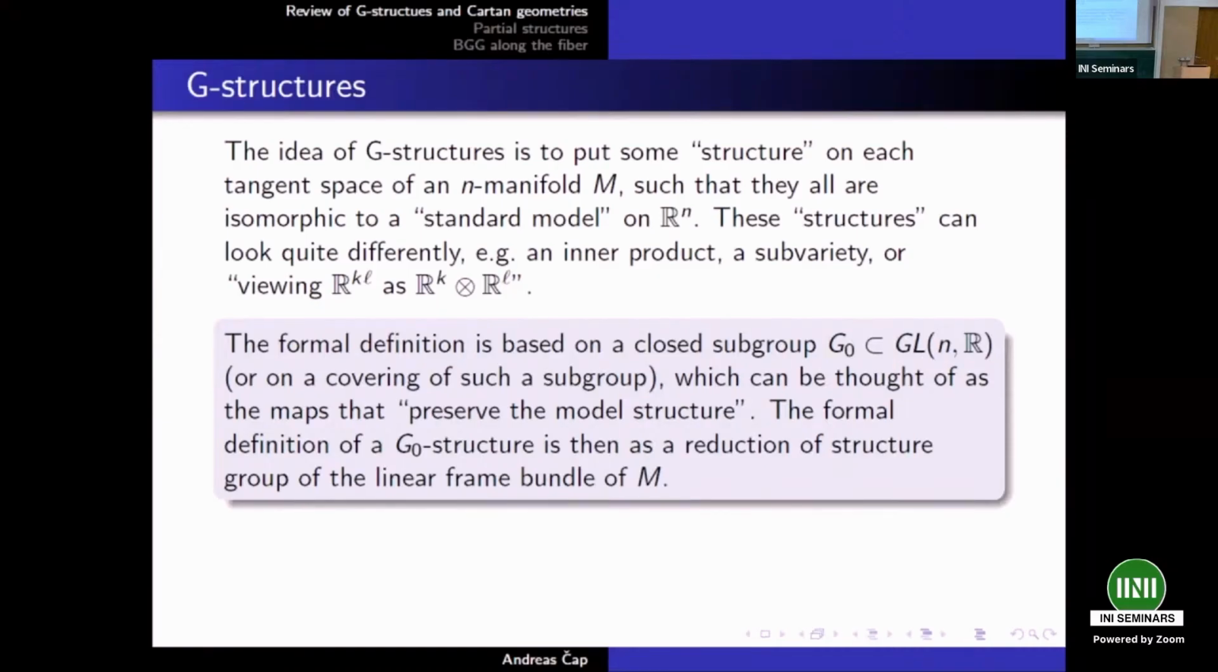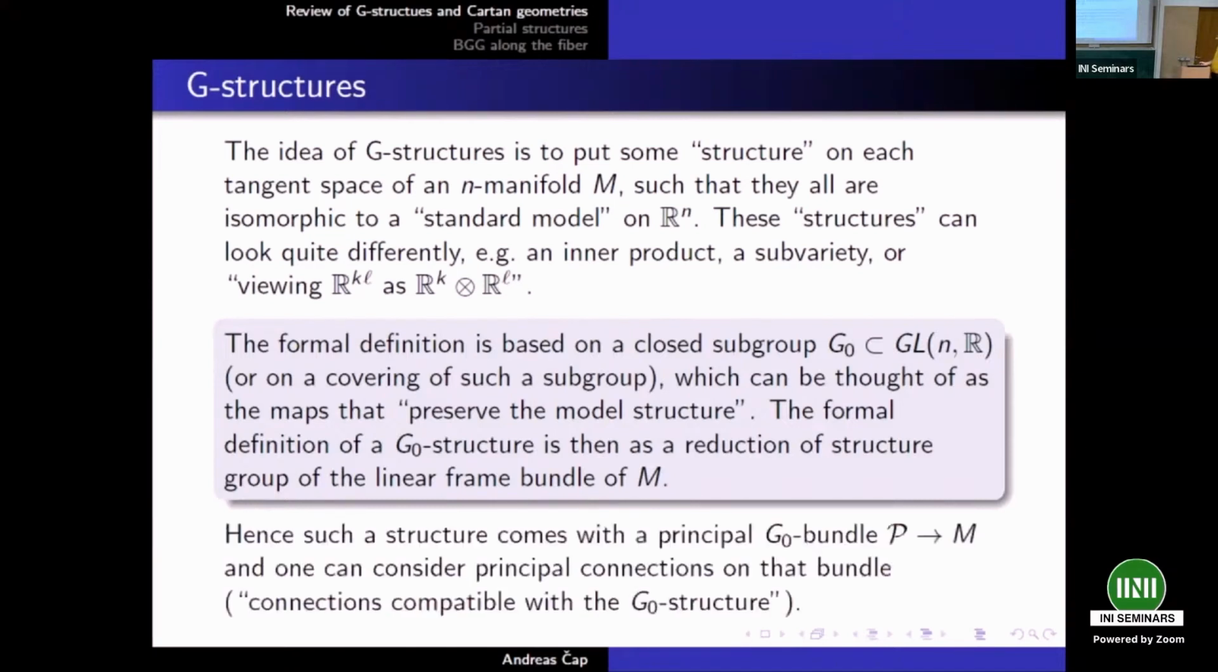And then you don't really have to decide what the model structure is. It suffices to know its automorphisms. And then the formal definition of a G0 structure is as a reduction of structure group of the full linear frame bundle of the manifold to this group G0.